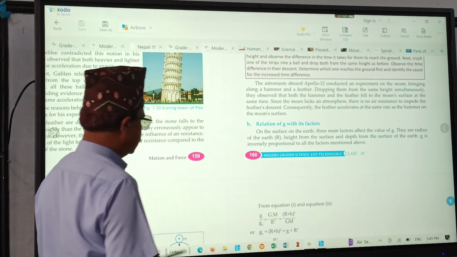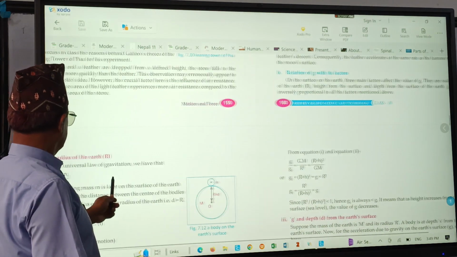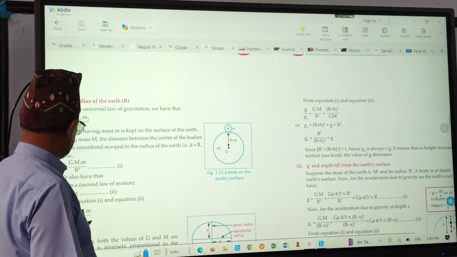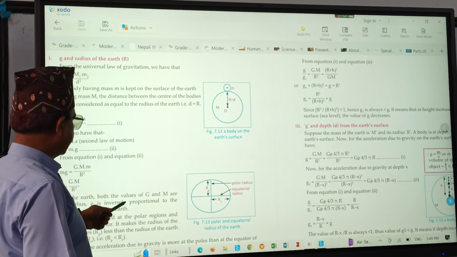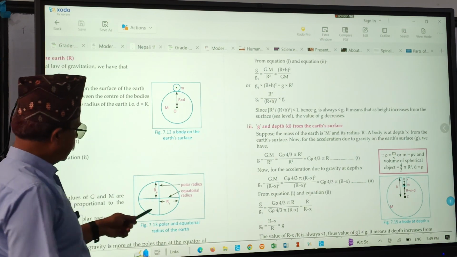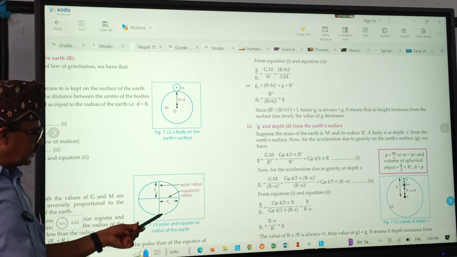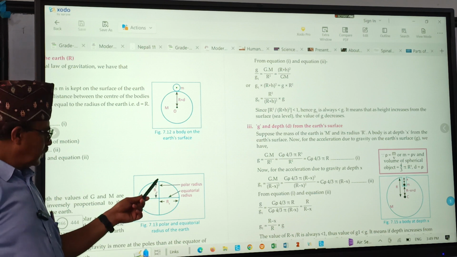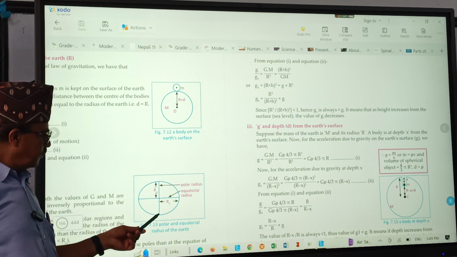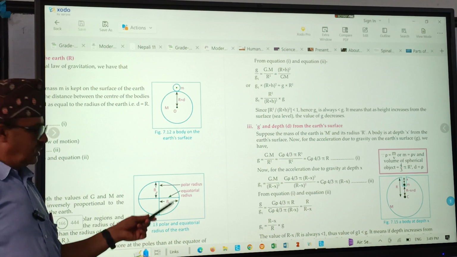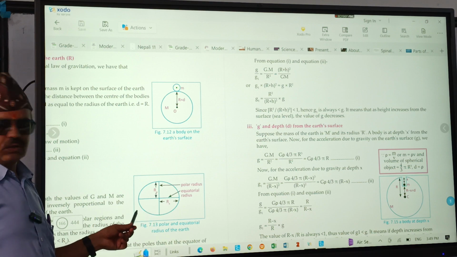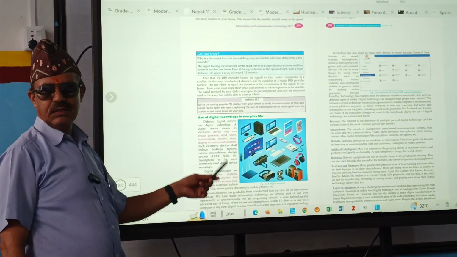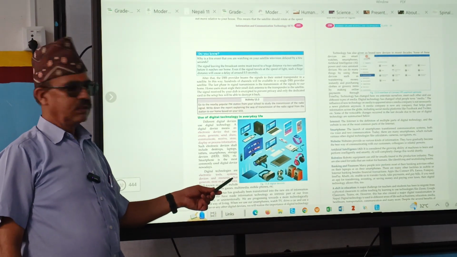So, relation of g and radius of the earth: they are inversely proportional to each other. It comes here. Look at this. Our earth is not perfectly spherical. So, towards the poles, the distance is shorter, and at the equator, distance is longer. That's why the value of small g is maximum at poles, minimum at equator.